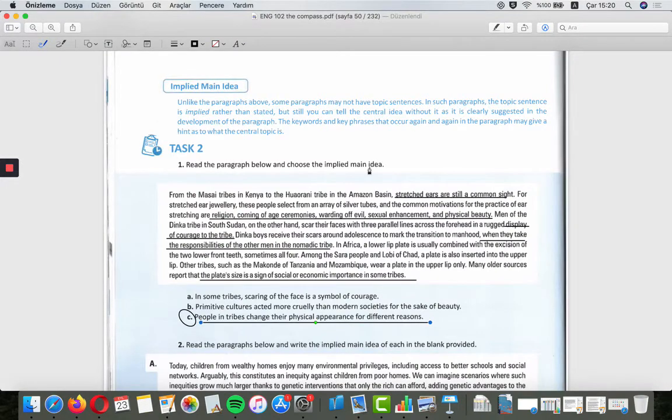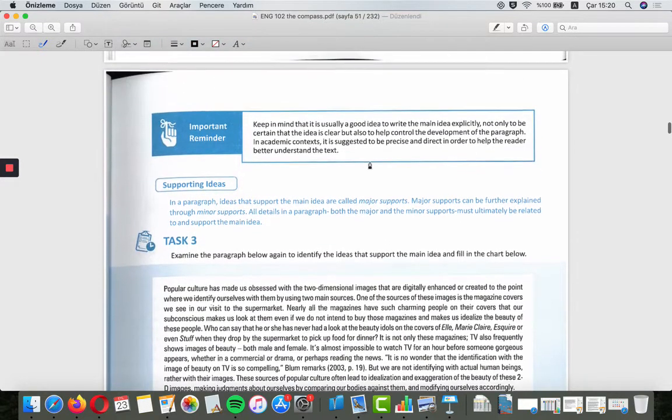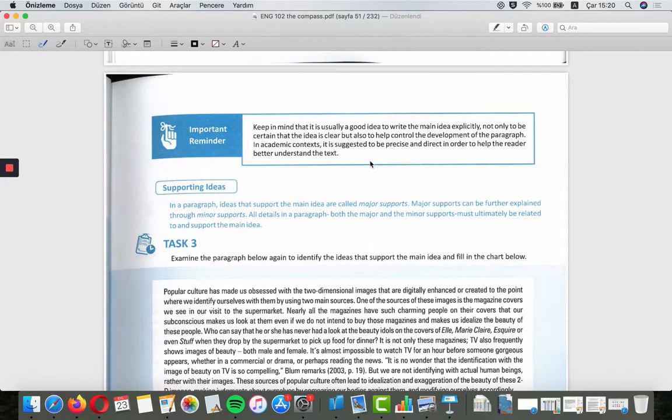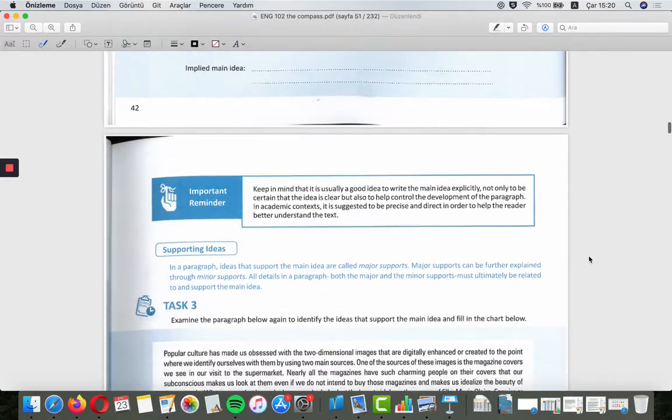Okay, let's go to page 43 in your books. Last week, if you remember, we looked at main ideas in a paragraph. We said main ideas can be put in two ways. One, it could be an explicit main idea, okay? Which means it is given openly. You can underline the sentence easily to find the main idea. And the second way was implied main idea, as you can see here.